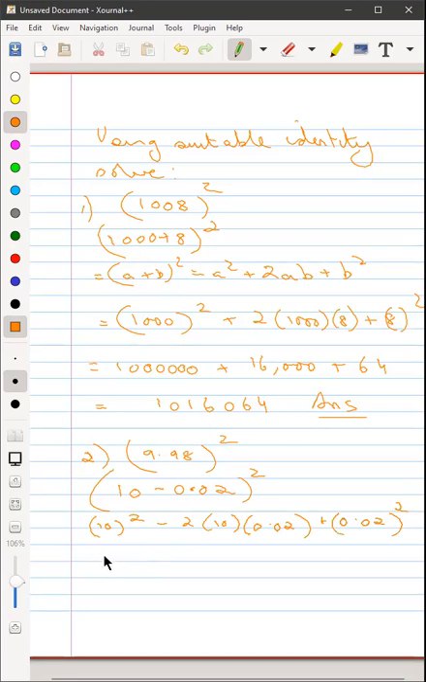Okay. Which is? So 100 minus, just a minute. What's 10 into 0.02, Aryan? So 10 into 0.02 is equal to 0.2. Okay, and 0.2 into 2? So 0.4. Okay, now whenever you write 0.4, get into the habit of writing 0.4.